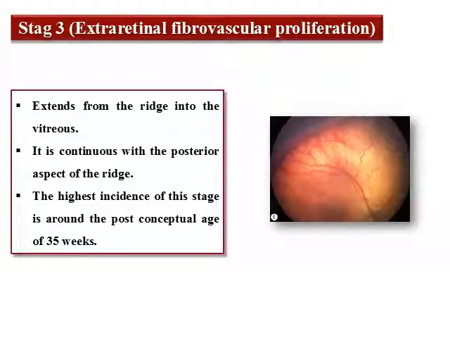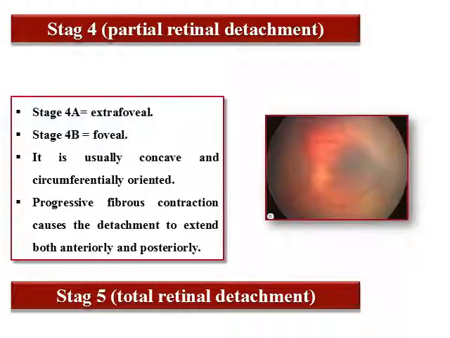As the ridge grows, it will result in extraretinal fibrovascular proliferation, which extends from the ridge into the vitreous. It is continuous with the posterior aspect of the ridge. The highest incidence of this stage is around the post-conceptual age of 35.